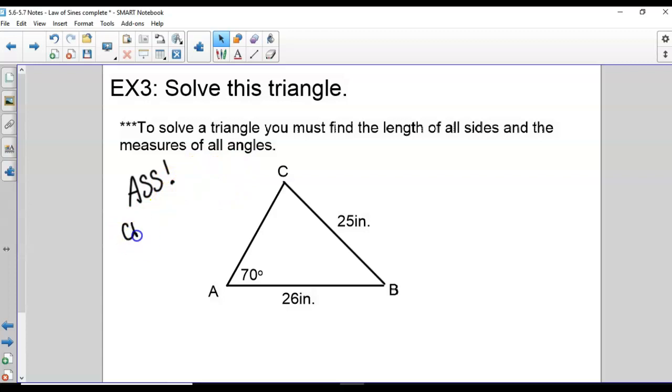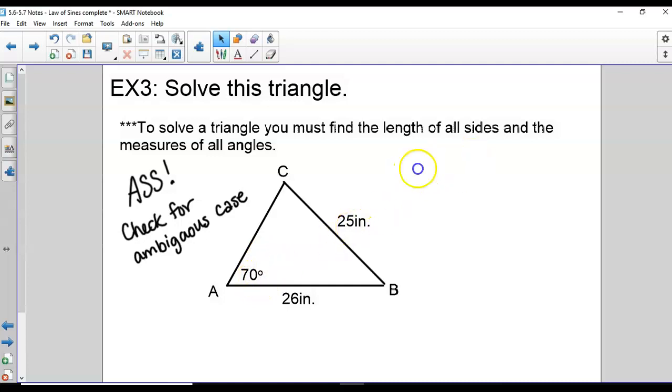We must check for ambiguous case. And we only did one of those, and it wasn't ambiguous, so I'll remind you of that again here in a minute. So we have 70 degrees and 25.